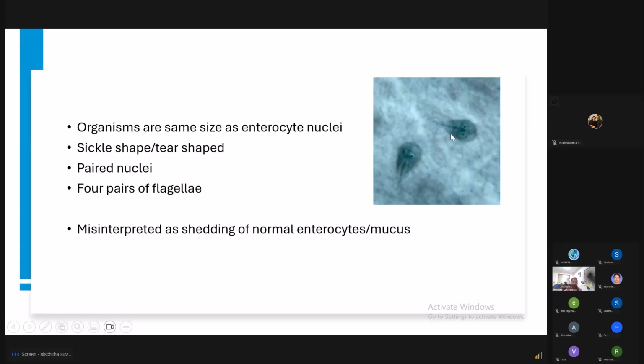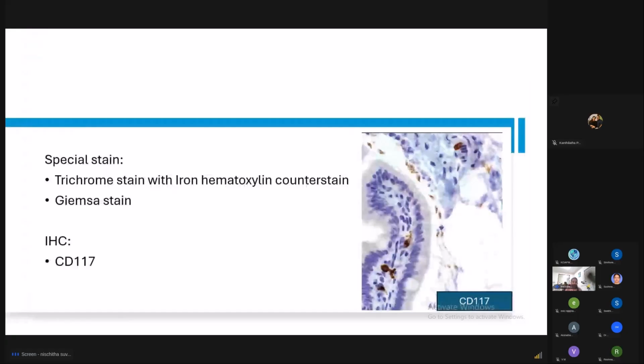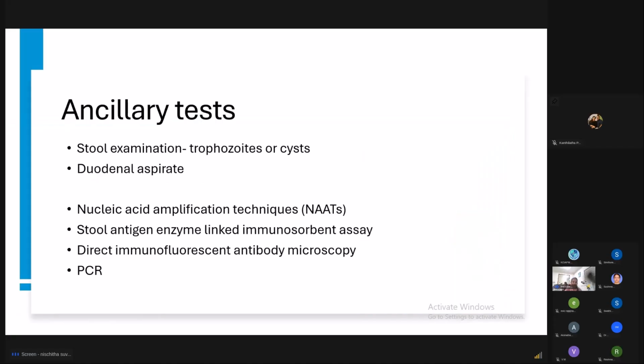These organisms on H&E can be misinterpreted as a normal shed enterocyte or even mucus. So identifying these paired nuclei is very important to make this distinction. Special stains like trichrome stain with iron hematoxylin counterstain can be used to highlight these organisms, or even Giemsa stain. In certain studies, they have even demonstrated that CD117 immunohistochemistry also highlights these organisms. It can be used only if there are very few organisms and a high index of suspicion. But in a classic case like this, these IHCs are not recommended.